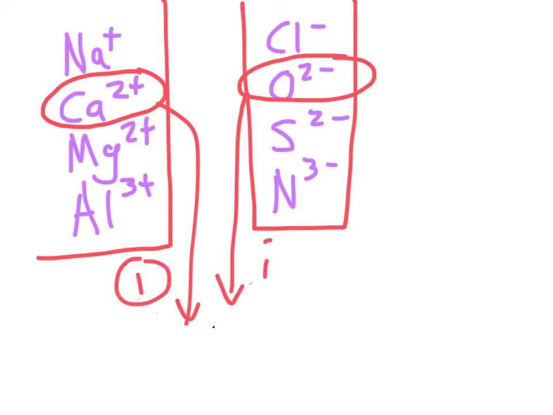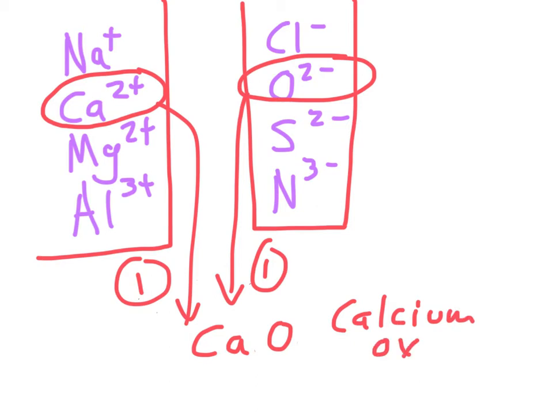If I get 1 of each, then the positive 2 and the negative 2 offset, and my resulting compound is just CaO. CaO is really Ca1O1, but we just don't bother as chemists saying the 1. We just say CaO, and CaO could be named calcium oxide because the oxygen, as the anion, changes its ending to IDE, calcium oxide. So there's our first one.